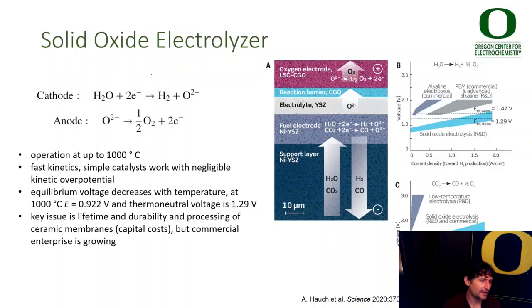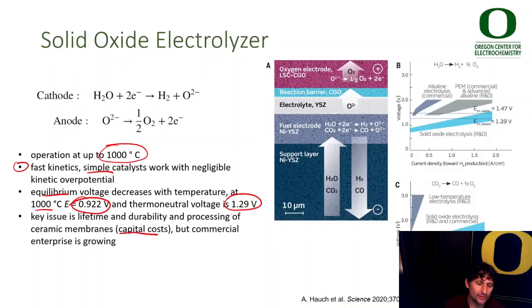Finally, I'll talk about solid oxide electrolyzer technology. This is an analogy to the solid oxide fuel cell. Very exciting technology, because by operating at high temperature, you can operate at very low voltages. You get fast kinetics. You can have simple catalysts that work with negligible kinetic overpotential. The equilibrium voltage decreases with temperature. So for example, at 1000 C, you only need 0.92 volts to drive electrolysis, though the thermoneutral voltage is still 1.3 volts. The key issue, though, is lifetime and durability, and processing of ceramics is difficult.